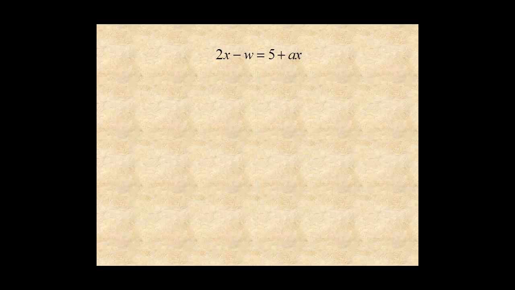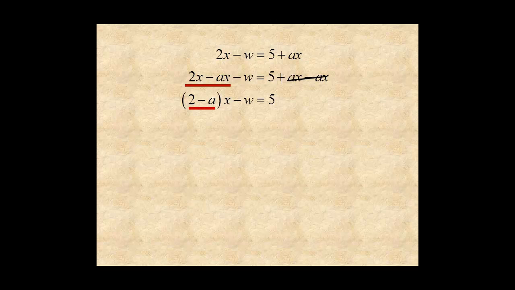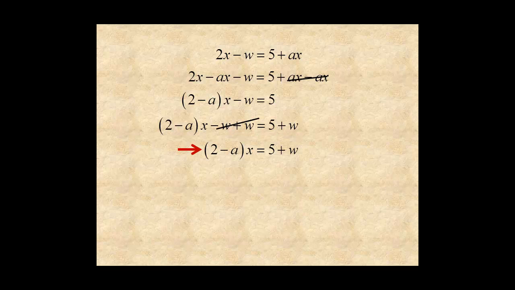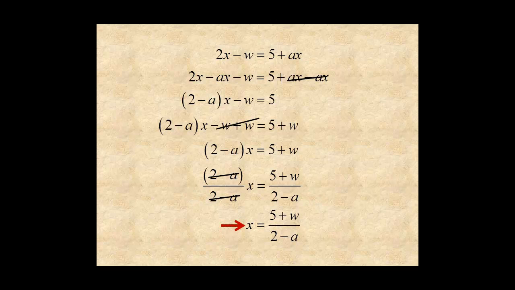Here's an example of a literal equation where there are variable terms on both sides of the equation. Begin by subtracting ax from both sides. Then combine 2x minus ax for 2 minus a times x. Next, add w to both sides for 2 minus a times x equals 5 plus w. Finally, divide both sides by 2 minus a. For the solution, x equals 5 plus w over 2 minus a.